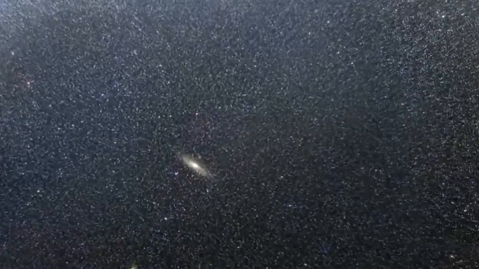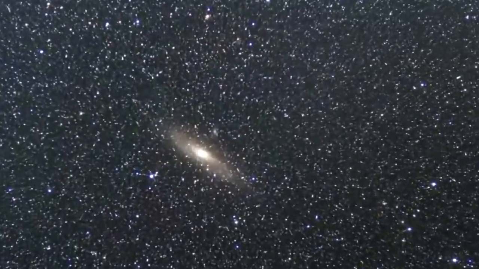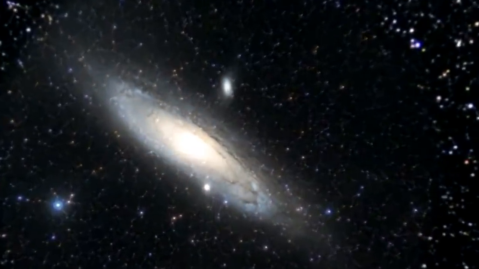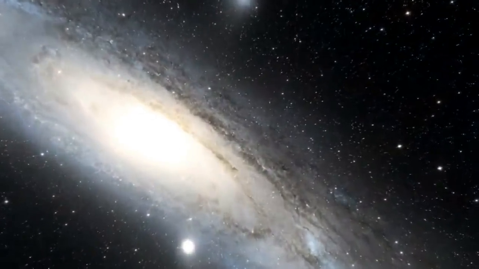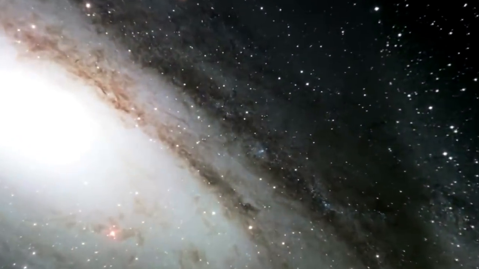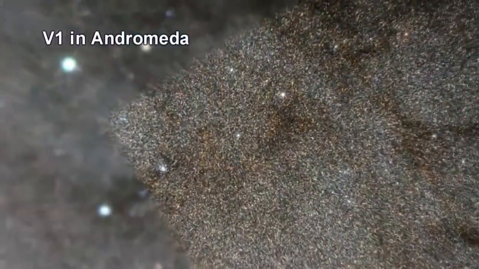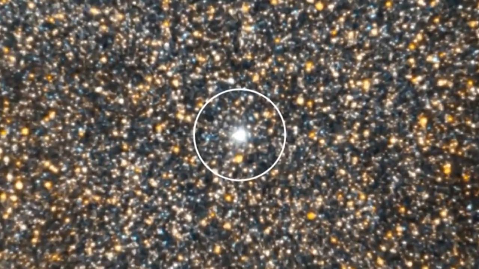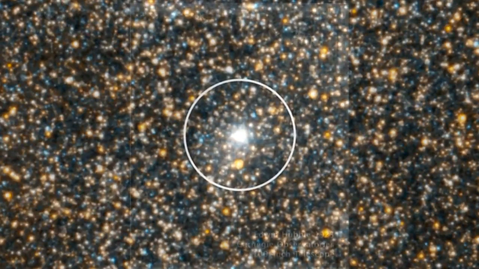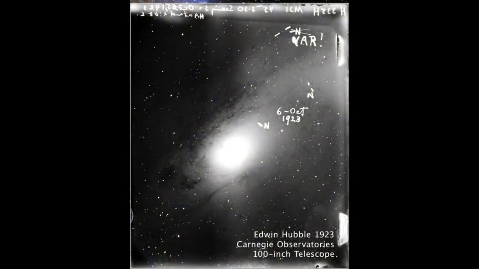So going back to V1 now, that little light curve showed V1 was definitely too far away to be a part of our 100,000 light year galaxy. And this also meant that because it was a part of a nebula, all the other stars in that nebula had to have been that same distance as well. So this made V1 one of the most important stars in the history of cosmology.